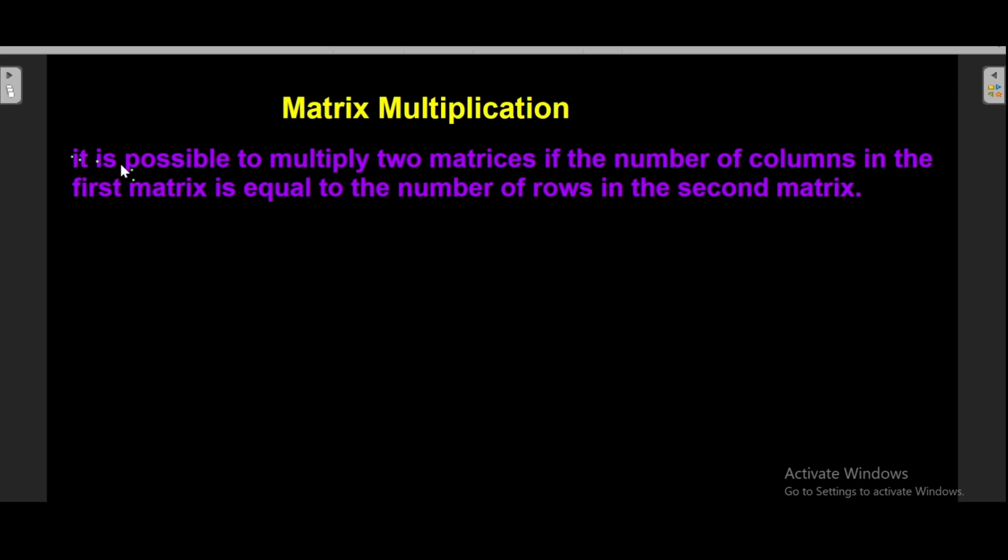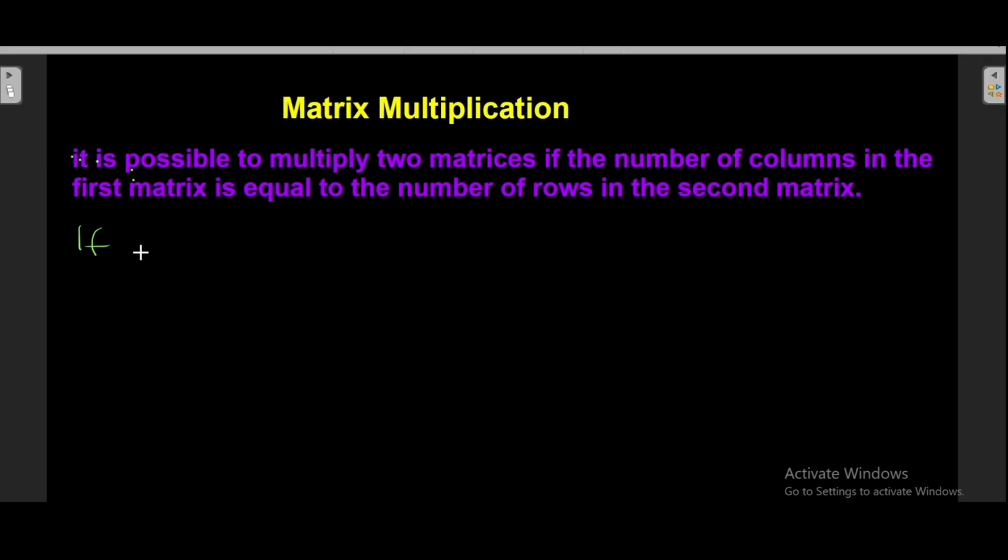Today I want us to look at matrix multiplication. It is possible to multiply two matrices if the number of columns in the first matrix is equal to the number of rows in the second matrix. Let's see what it means when you're dealing with matrices. In this case, take an example.